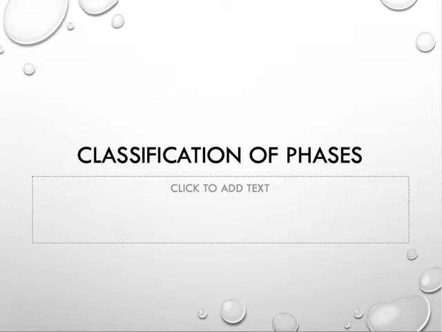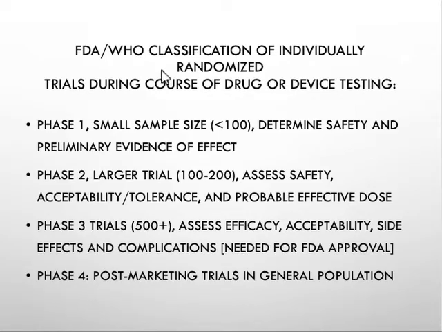Within the research world, we have a classification of phases of not necessarily design, but of what your research relates to. And the FDA and the World Health Organization classify individually randomized trials during the course of drug or drug evidence testing. Phase 1 is a small sample size, less than 100. This is to determine safety and preliminary evidence of effect.